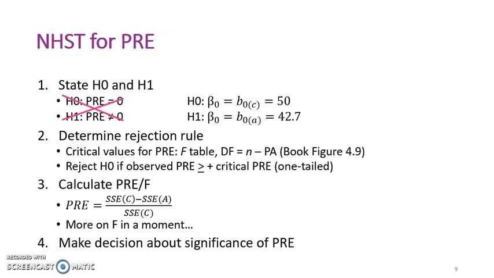The third step is to calculate the test statistic. In this step, we are calculating PRE, but we are also calculating a statistic called F, the F statistic. I'll talk more about F on the next slide. But we know to calculate PRE that we subtract the sum of squared errors from model A from the sum of squared errors from model C, and then we divide that value by the sum of squared errors for model C, the null hypothesis model. Once we have our test statistics, we can make a decision about the significance of PRE based on our rejection rule.